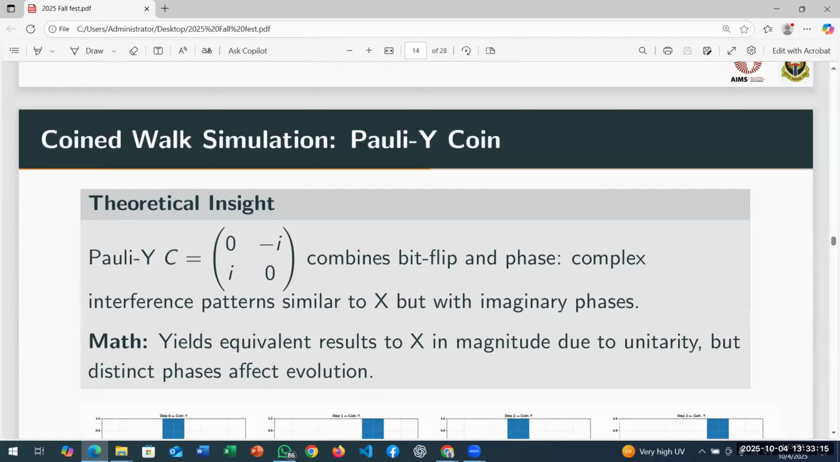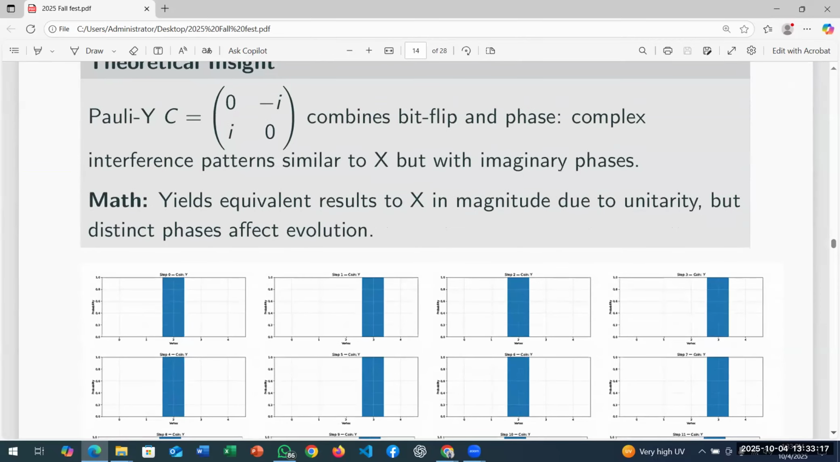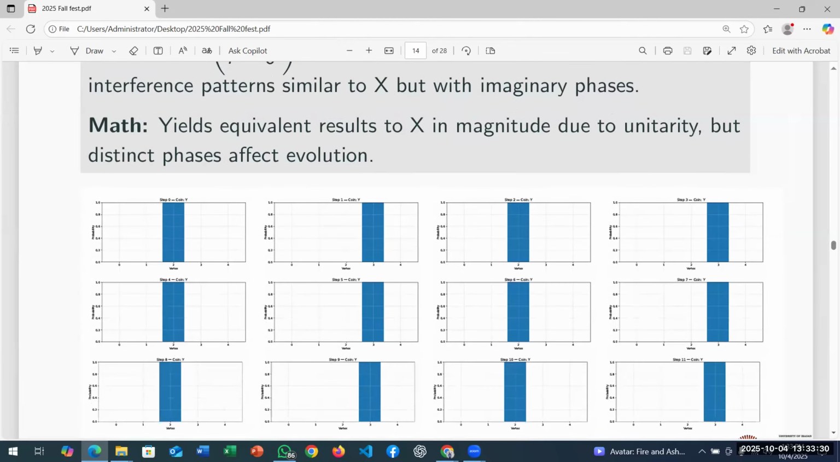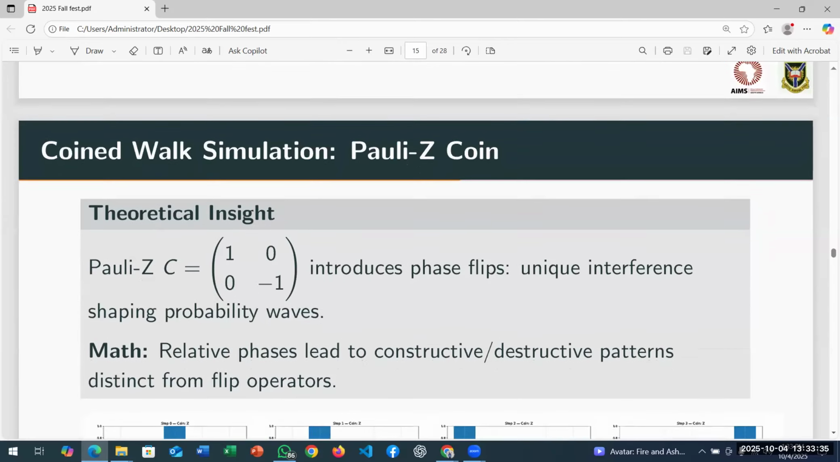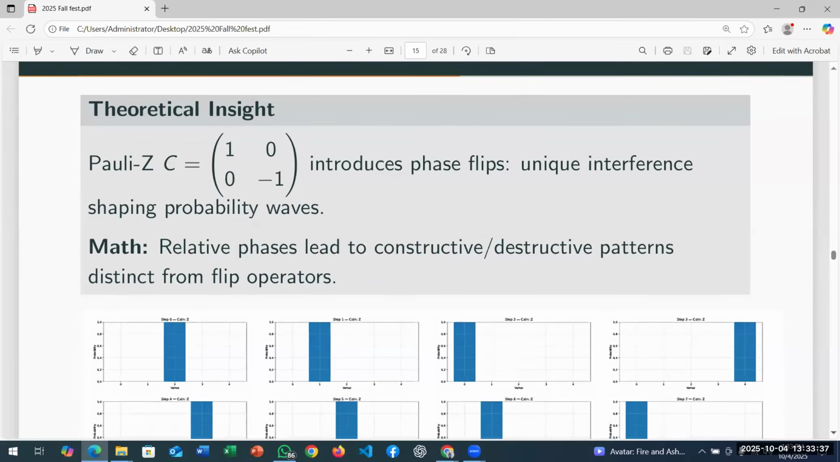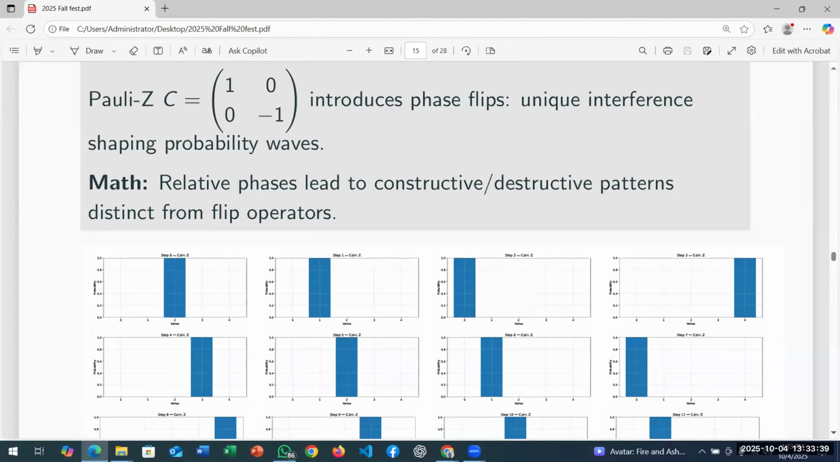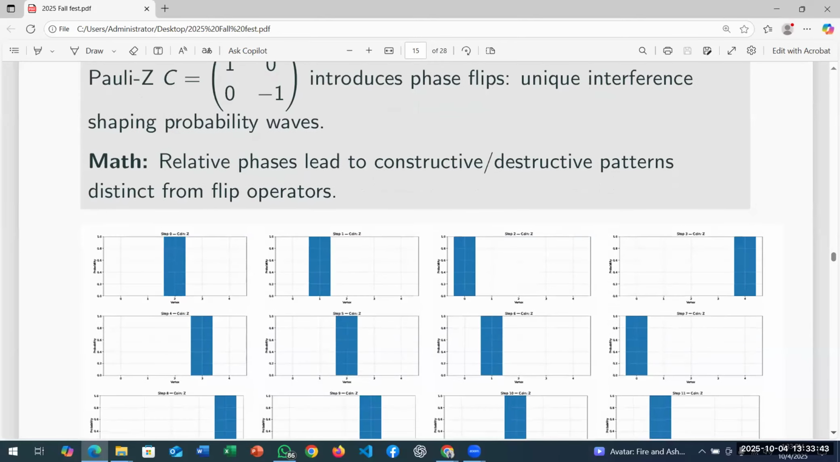The same thing happens to Y, but just that there is phase flip joined with beat flip for Y. Z coin now. This also wants to resemble that of I, but not totally.